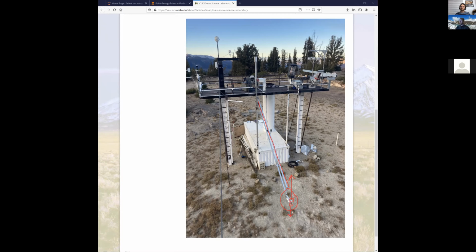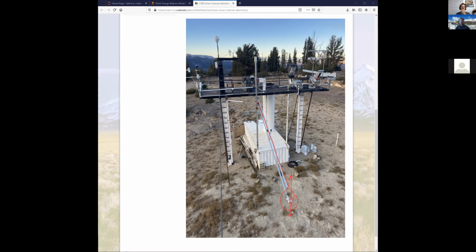So the radiometer that's pointing up, what do you think that measures? If you could write it in the chat box, we can see if you can guess what this measures: shortwave radiation. And if it's pointing up, what is it going to be measuring? Yep, Martin's right. The incoming shortwave radiation. And then the radiometer that's pointing straight down, what is that one going to be measuring?